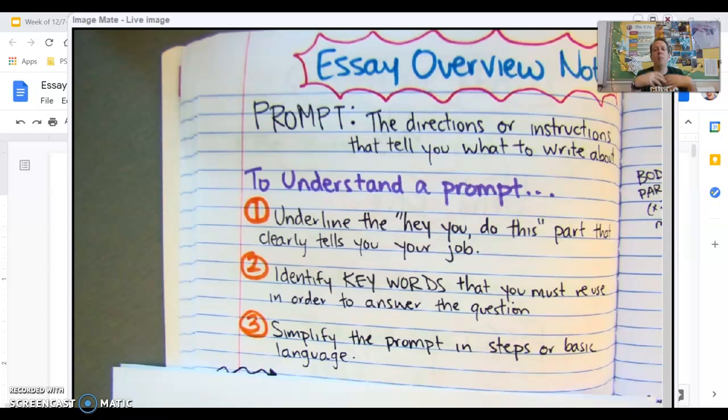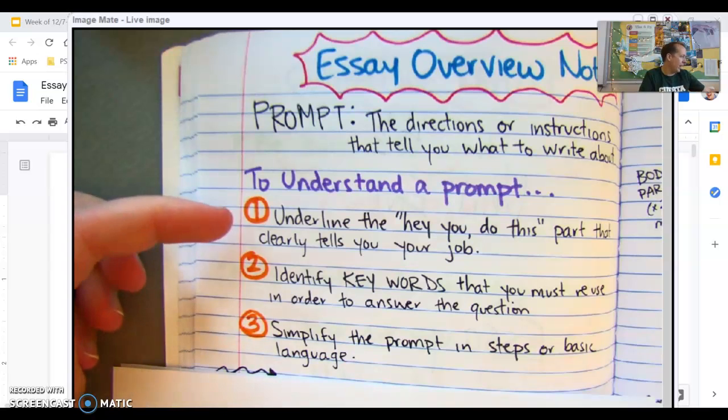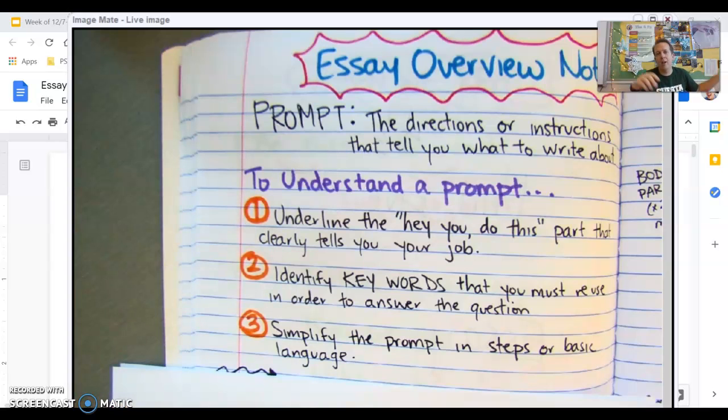But anytime we get a prompt, we want to know what to do with it. We want to know how to interpret it. We kind of have to be archaeologists and dig through the prompt to figure out what this thing is really telling me to do. So there's a 3-step process to figure out what your job is when it comes to writing an essay. So to understand a prompt, first of all, usually somewhere in that prompt, there is what I call the "hey, you do this" part. That clearly tells you what your job is.